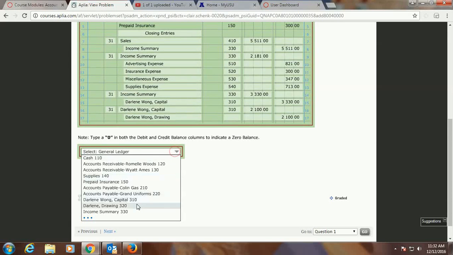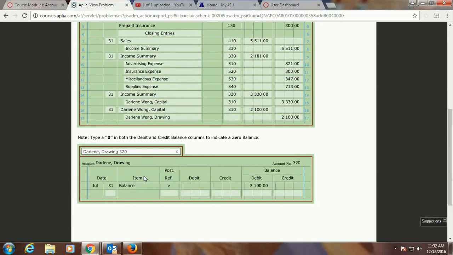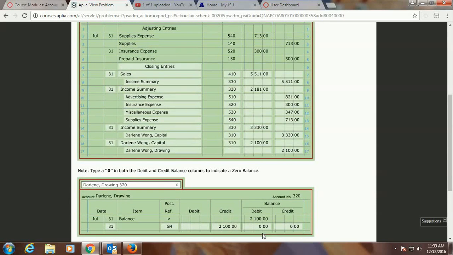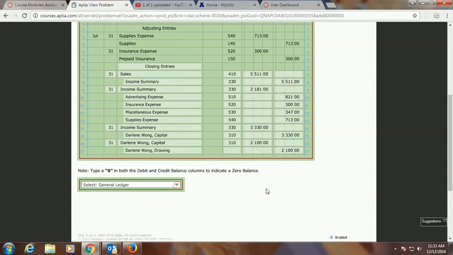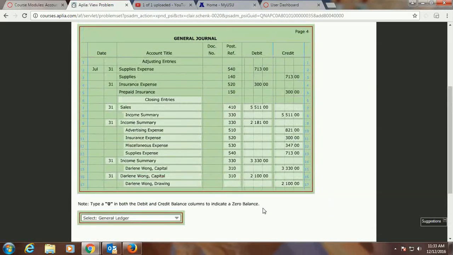The last one we need to post is Darlene Wong's drawing account. We're getting the information from my general journal, page 4. Looks like it's a credit of 2,100. That will zero out that balance, or close that account, so it's ready for the next fiscal period. And that takes care of 8-2 Working Together. The only tricky part is closing out the income summary and putting the information in the capital account. Other than that, everything's pretty straightforward.